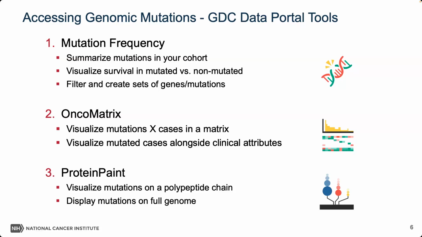Lastly, Protein Paint is a tool that allows you to visualize mutations on a polypeptide chain and some other chains that we'll show you in a bit, and also display mutations on the full genome.